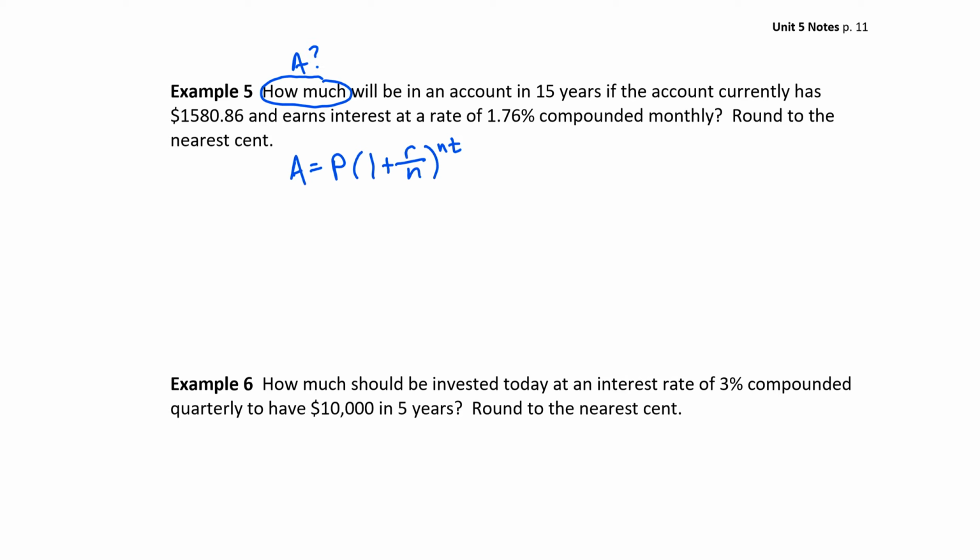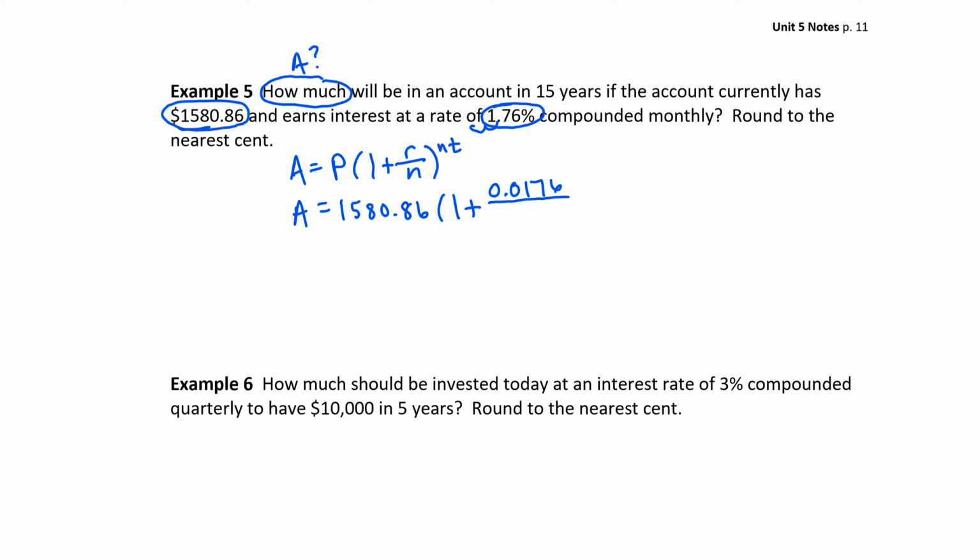How much is this going to grow to? The principal is the initial deposit or the initial amount in the account. We're going to plug 1580.86 in for P. Then we have 1 plus our rate. The rate of interest is quoted as a percent, 1.76%, but I want to convert that to a decimal, and we do that by moving the decimal 2 places to the left, so we end up with 0.0176.